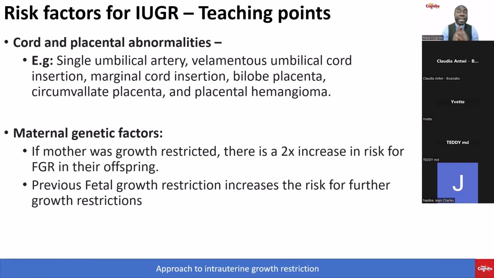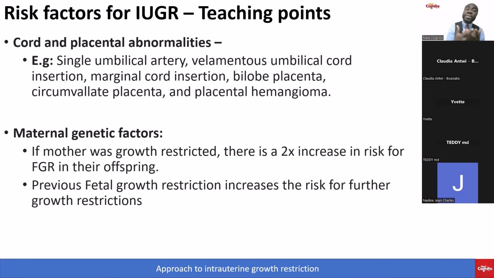Cord and placental abnormalities. Doctors, as we state these risk factors, I want you to note which ones are modifiable risk factors. Please write them down. As we go through all these risk factors, ask yourself which of them are modifiable risk factors. So single umbilical artery, is this a modifiable risk factor? I don't think so. The mother cannot do anything about it.